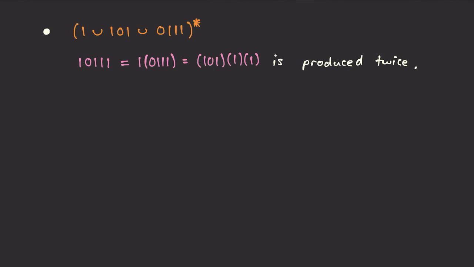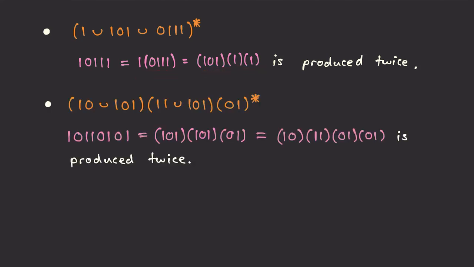Here's another example with stars. The star of the regular expression 1 cup 101 cup 0111 produces the string 10111 in two different ways, as you can see here. You can get it by gluing together two elements of the set, or by gluing together three elements of the set. Here's a final example where cups, concatenations, and stars together conspire to produce a string in two different ways. From our perspective, all these examples are bad.